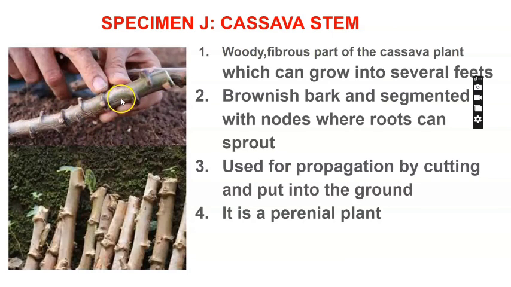It is a woody fibrous part of the cassava plant, which can grow into several feet. The outer appearance has a brownish bark and is segmented with nodes. Look at the nodes all around the stem. This is where the roots can sprout out from. How do we propagate the stem? We simply get these stems and then bury them into the soil, and then they begin to grow.